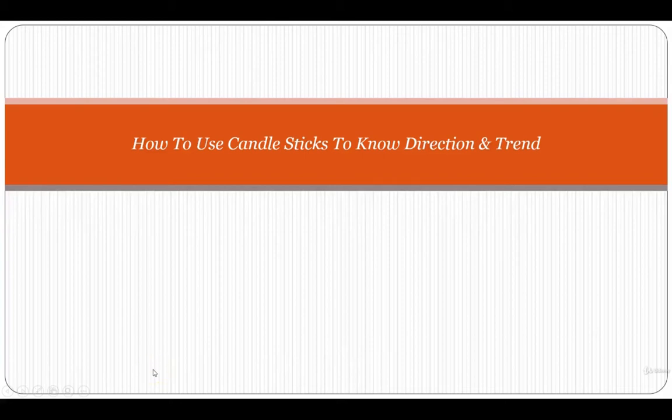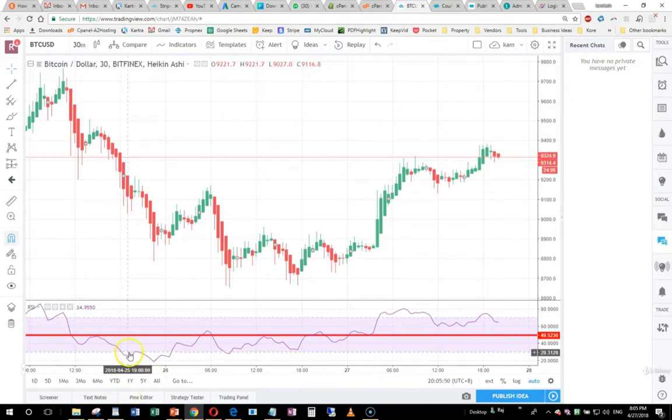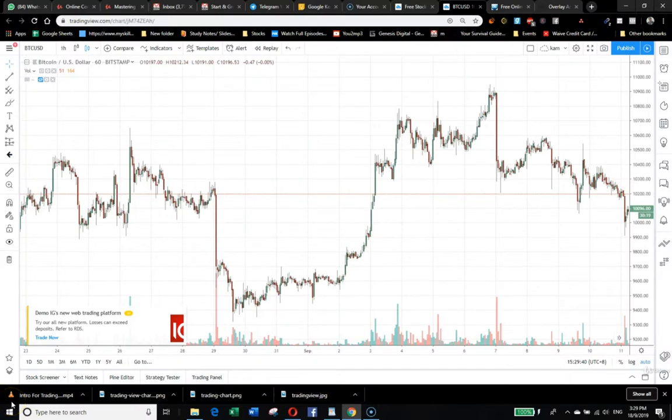Hello friends, welcome back. In this lesson we'll see a strategy on how to use candlesticks to know the direction and trend, right? So let me go to the chart so we can quickly see this. Now, I hope you know how to read candlesticks, but here I'm showing you something very simple. So we switch to Heikin Ashi candles. Let me first show you how to switch to Heikin Ashi candles.